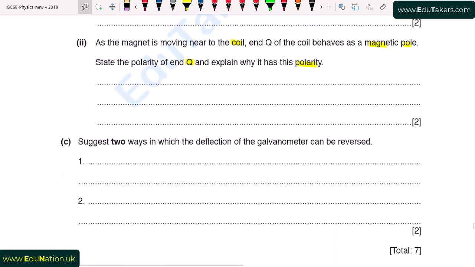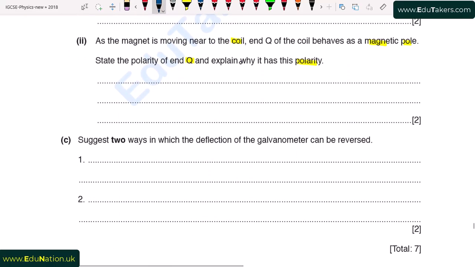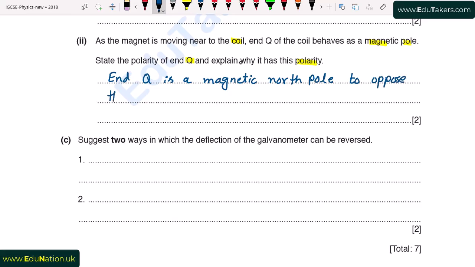So I write here, Q is a magnetic north pole, to oppose the movement of the magnet.